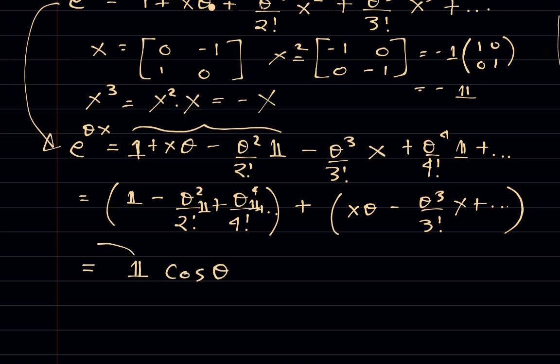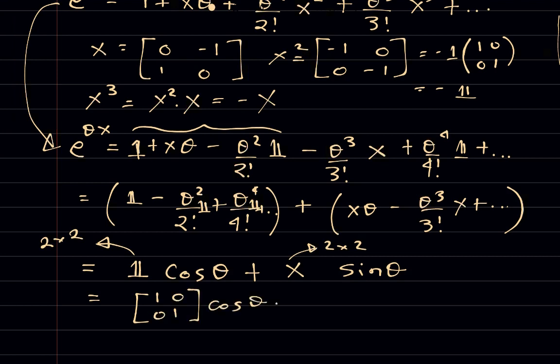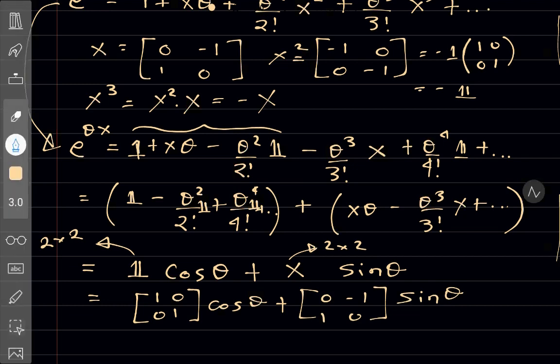And remember, this is a 2 cross 2 matrix, so always keep track of that. This is a very simple thing. And it turns out the second one, if I take x common from everyone, because x is also a 2 cross 2 matrix, and then I get a sine theta. And let us write them explicitly. So it is 1 0 0 1 multiplied with cos theta, and this is 0 minus 1 1 0 multiplied with sine theta, and we get what we were searching for.